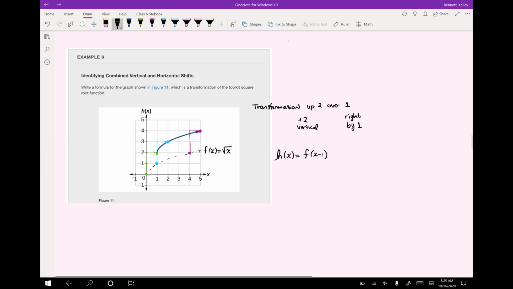That's our right by 1. That goes here. And then to that, I'm going to add 2. And that represents our vertical shift here. So I also know that f of x is the square root of x. So what I get is that h of x equals the square root of x minus 1 plus 2.